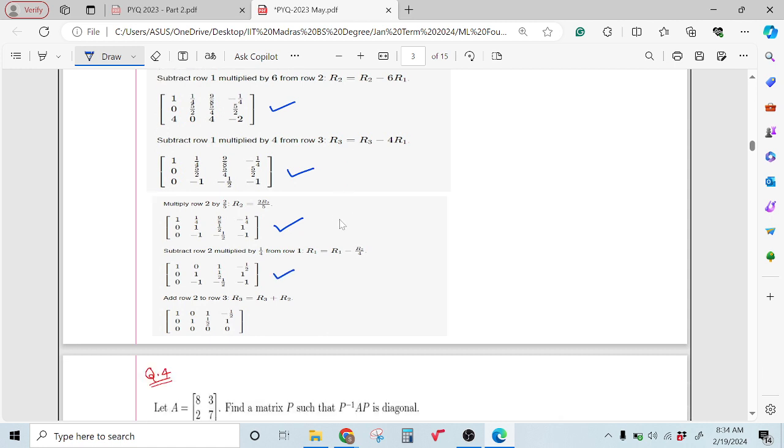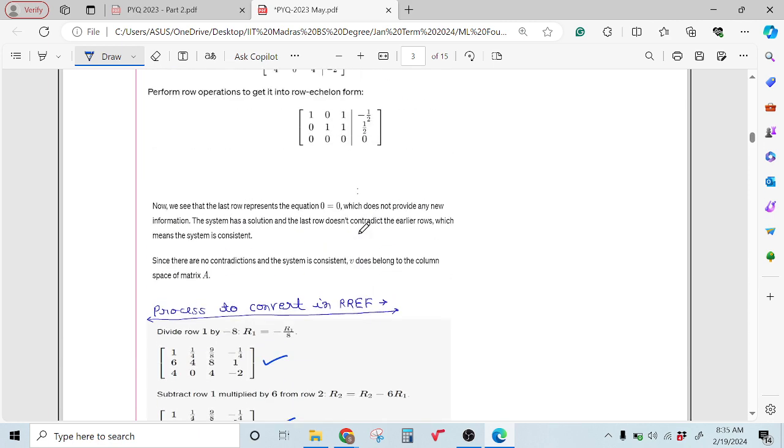Finally, add row 2 to row 3. We will get this. Okay, this is our final reduced row echelon form of the matrix. Now we see that the last row represents the equation 0 is equal to 0, which does not provide any new information. The system has a solution, and the last row does not contradict the earlier rows, which means the system is consistent.